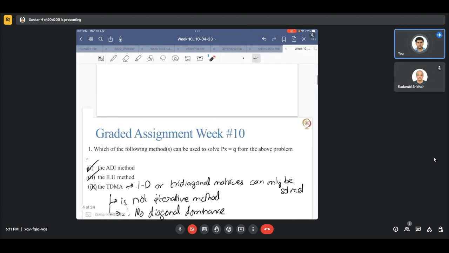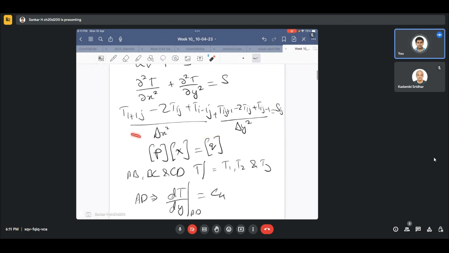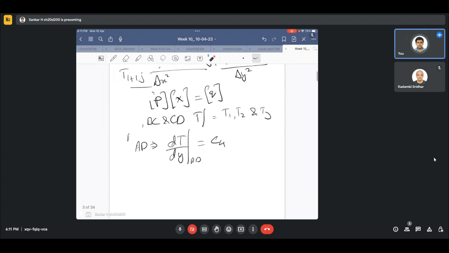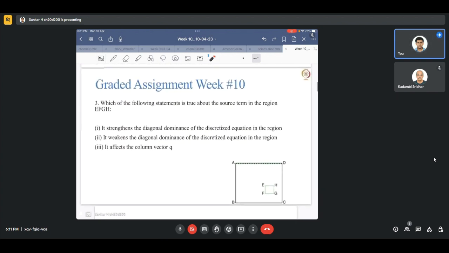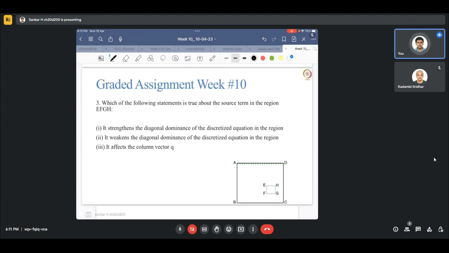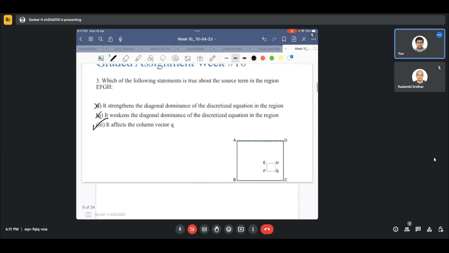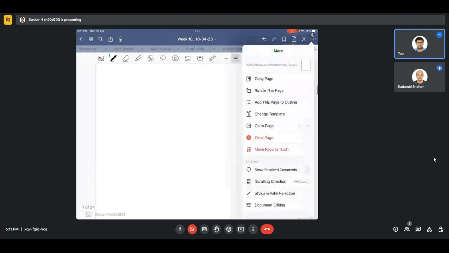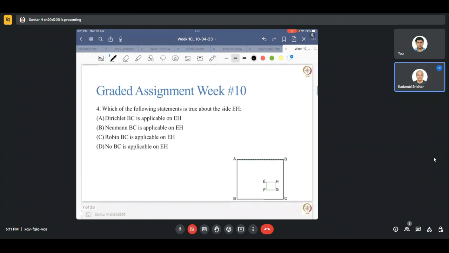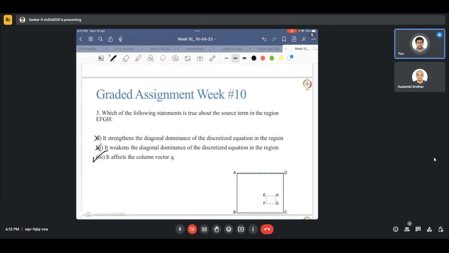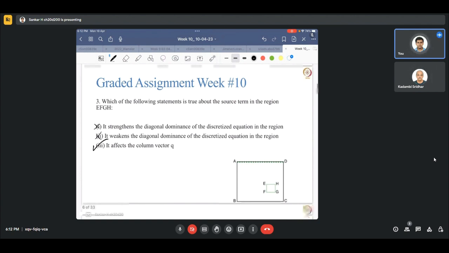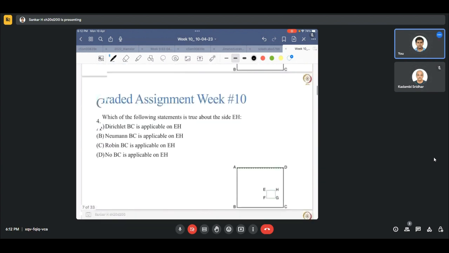So when we had written down the equation in this manner, we see that the source term comes only over here and does not affect the coefficients of the unknown variables T(i,j), T(i+1,j), T(i-1,j), and all such terms. So the diagonal dominance of the discretized equation is unaffected by the source term. It only affects the column vector Q, and that is the correct answer. The first and second statements are in fact wrong. That's only the coefficient matrix, the diagonal dominance and all that. Yes, the coefficient matrix does not change when the source term is present.